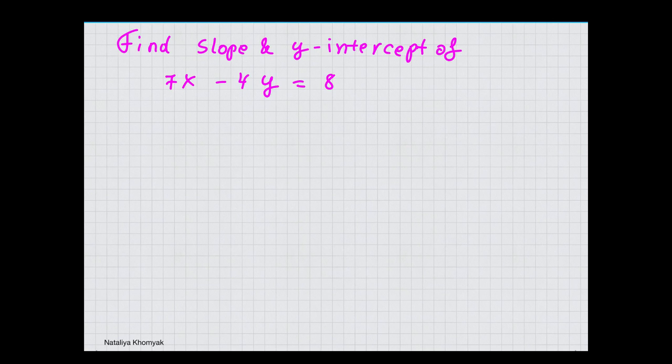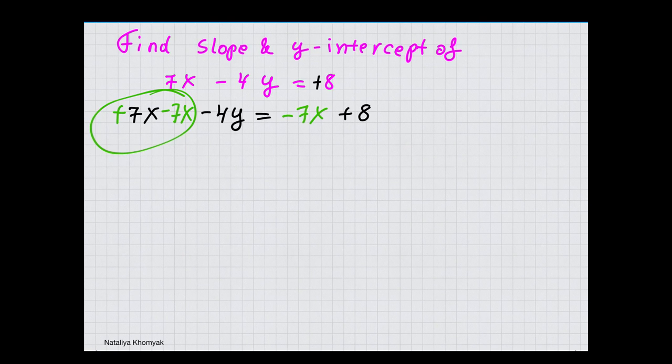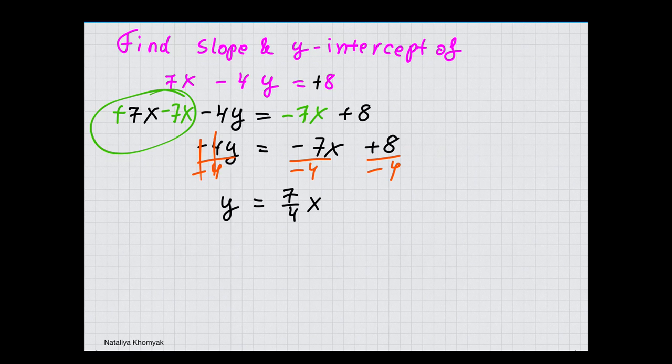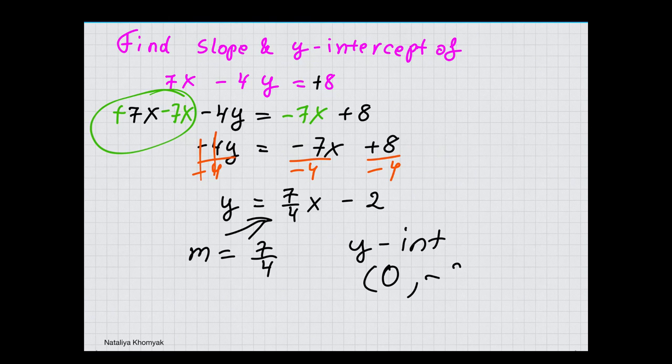Find slope and y-intercept of 7x minus 4y equals 8. I just need a little bit of room for solving, so we have 7x minus 4y equals, this is a positive, plus 8. We want to undo this addition first, so we minus 7x, minus 7x. This adds up to 0. We have negative 4y equals negative 7x plus 8. Let's undo negative 4 by dividing each term by negative 4. So we get y equals negative divided by negative, positive 7 out of 4, x, positive divided by negative, minus 2. Slope is 7 out of 4. Y-intercept is x is 0, always, minus 2 for y.